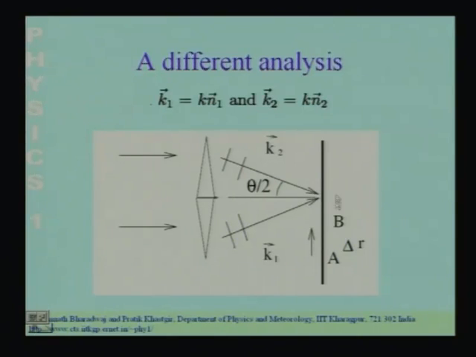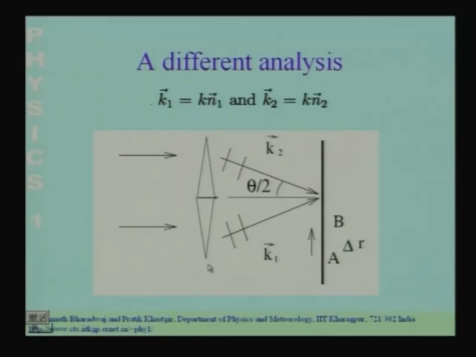Remember we are dealing with the same Young's double slit experiment, but we now discuss the situation in terms of different things. The situation here is that we have a screen. This picture shows you the screen, and on this screen we have two waves which are incident on the screen. Both the waves originate from the same source, but they are incident on the screen in different directions.